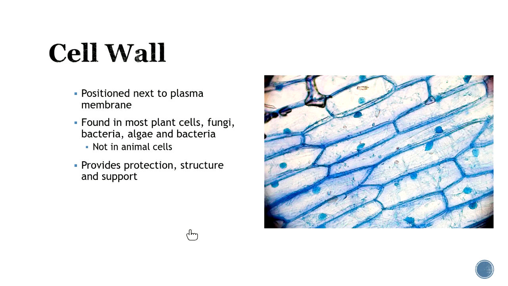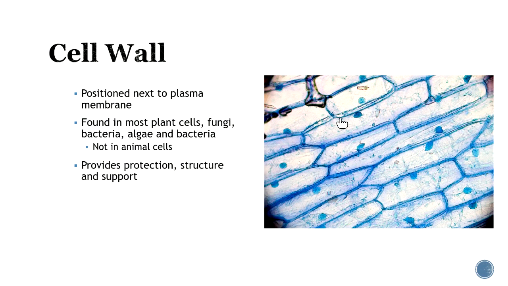Now, depending on what type of cell you are, you might have a cell wall. Now, the cell wall is going to be located right next to the plasma membrane, so plants fall in this category. Some fungi and bacteria and algae fall in here too. I wrote bacteria twice, I just saw that. I'll have to fix that later. But it's going to be surrounding right next to the plasma membrane.